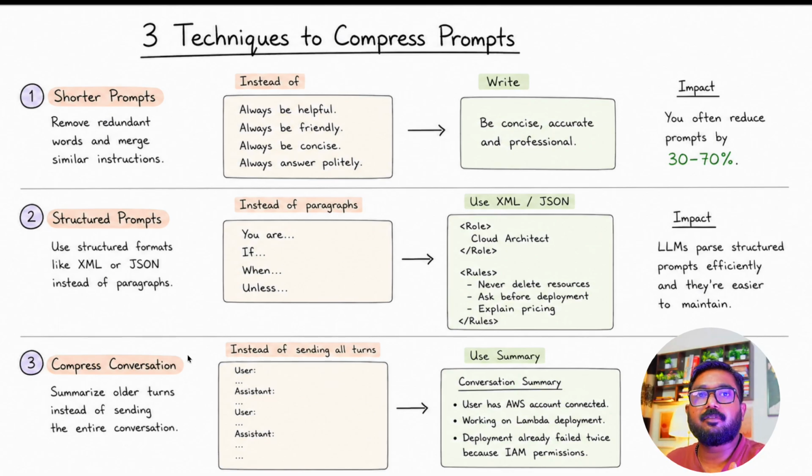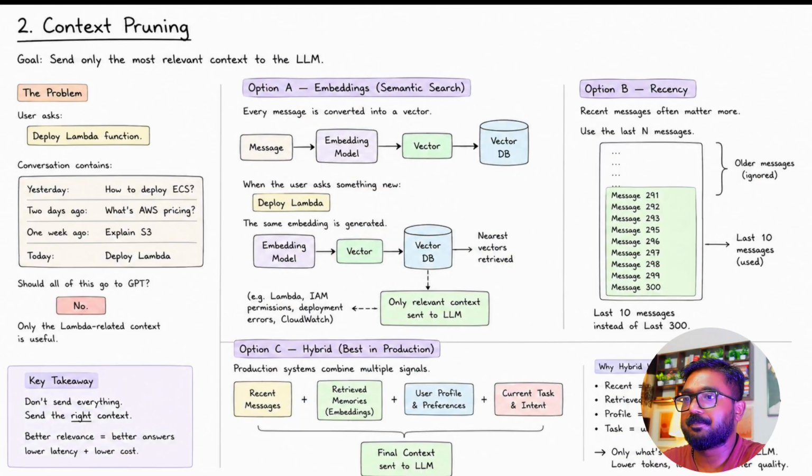Then the third part of compressing prompt is doing compression of the conversation. So for example, instead of sending all the turns like the user messages, the agent replies, again the user message and the agent replies, you can generate the conversation summary of whatever has been communicated and then send the summary rather than sending the complete request or complete set of input and output of users and agents. So you send just the conversation summary.